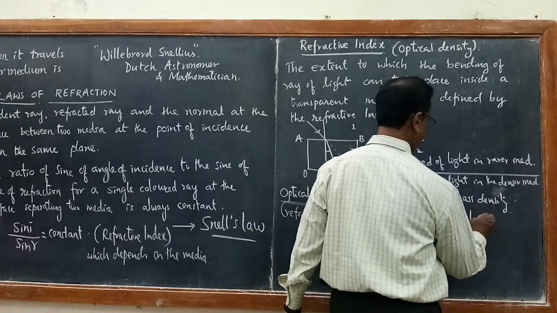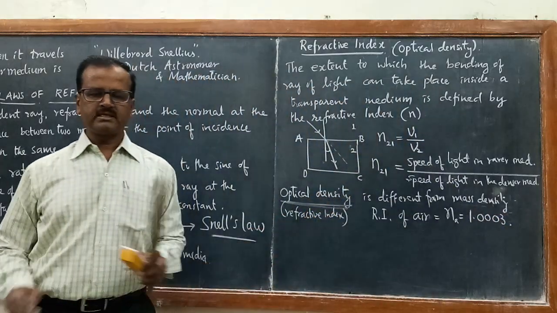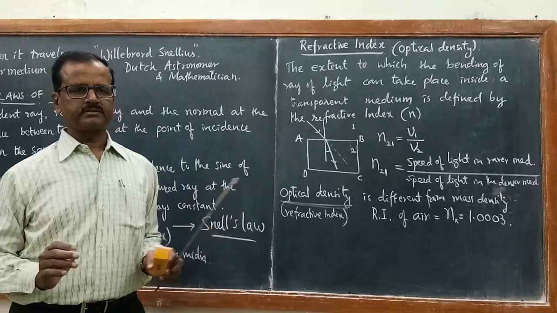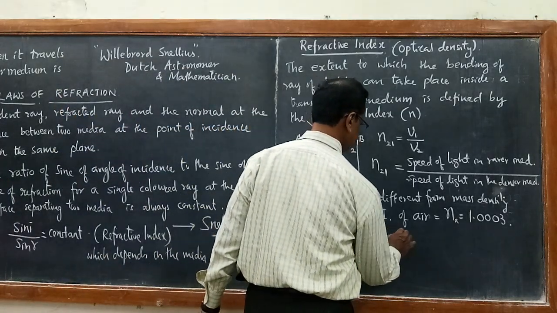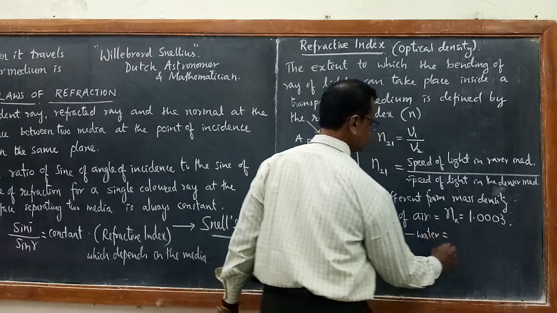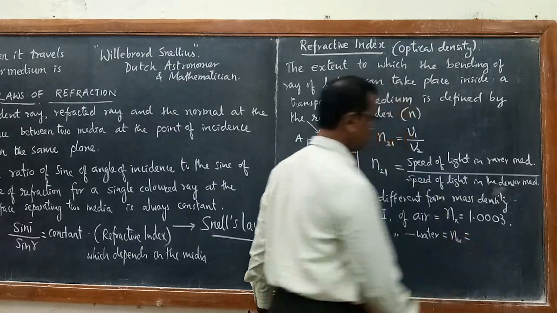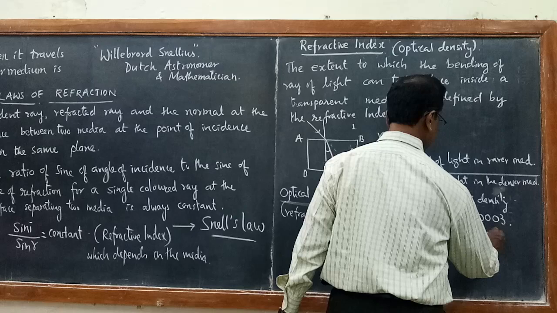It is 1.0003, and this refractive index doesn't have any unit. It's just a number. Then refractive index of water, Nw, N to represent refractive index, w for water, it is 1.33.